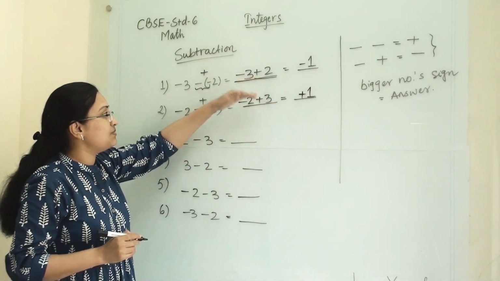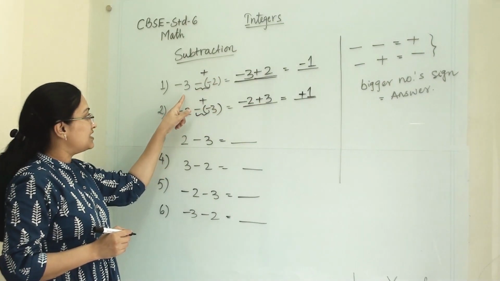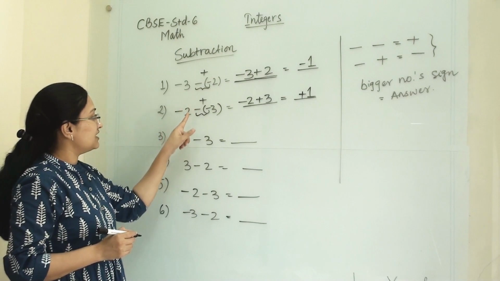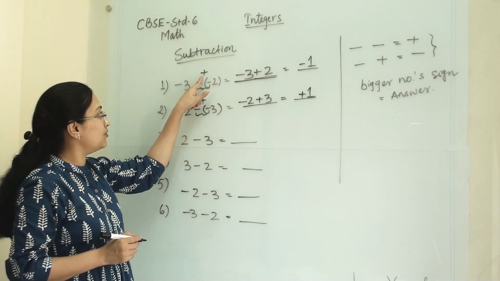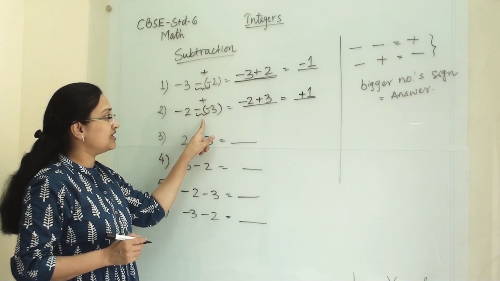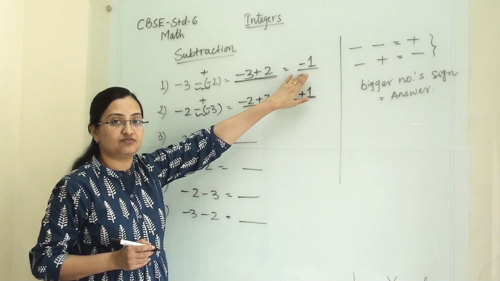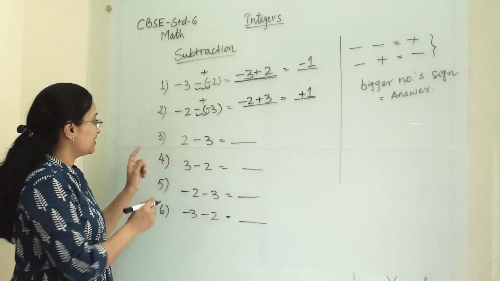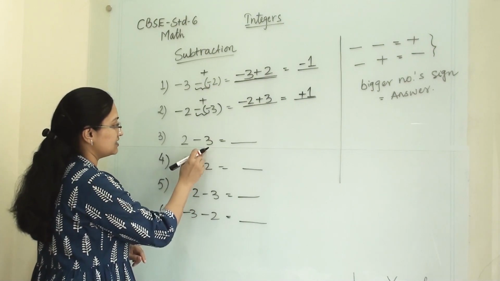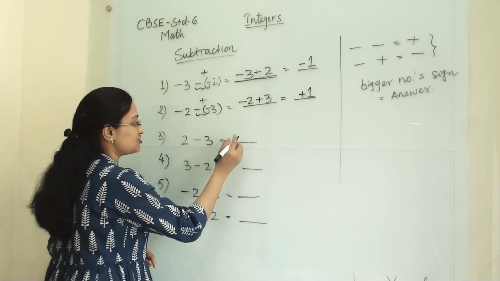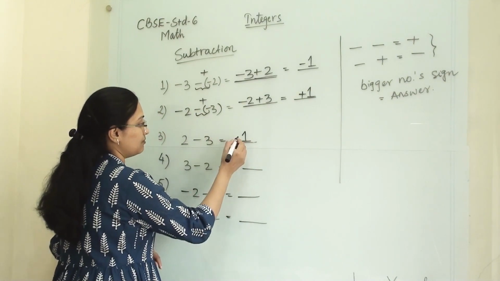So this is the basic difference between these two sums: when the bigger number is at the front, and when the small number is at the front. Here the small number will become positive, here the bigger number will become positive. So this answer will be positive and this answer will be negative. Now when 2 minus 3 is there and 3 minus 2 is there, it's the simple operation in which our answer is 1 and this is carrying minus sign.